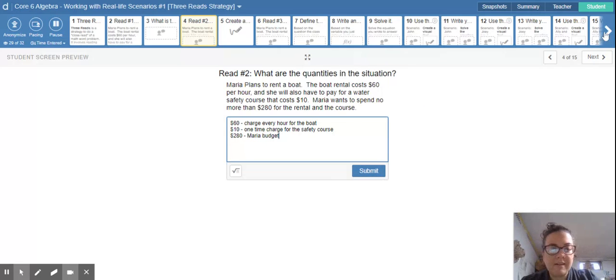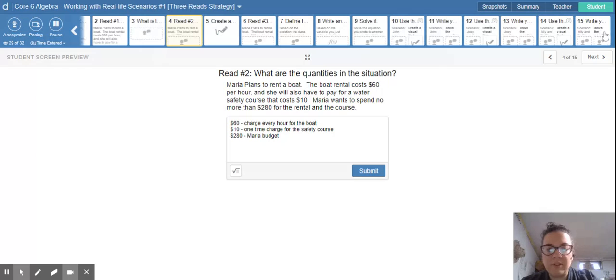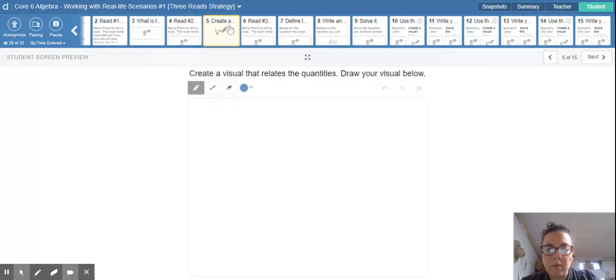All right, so our next task is to create some kind of visual about these quantities. So I want to show some way that I know the 10, the 60, and the 280 are related. So you can really draw anything that makes sense to you in this situation. There's no like really wrong answer. There's really a lot of different right answers, as long as you're showing how they relate to each other. So you want to know, how are these 2 or 3 quantities relating to each other?